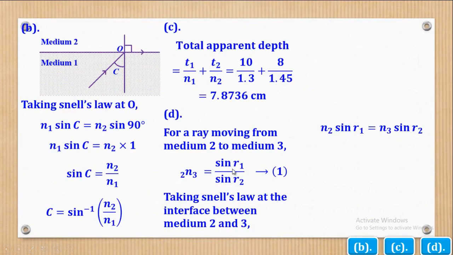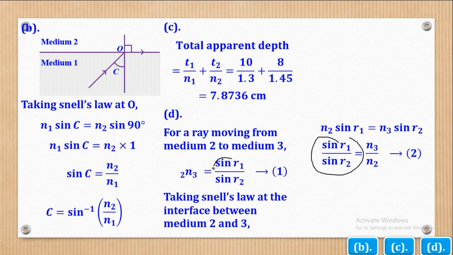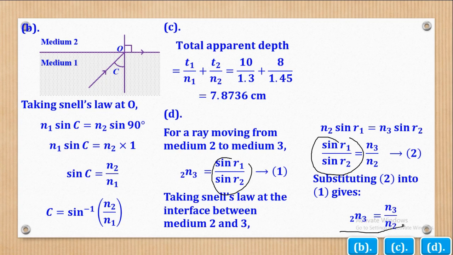Therefore, in this equation 1, r1 is up, sine r1 is up, so what I would need to do is bring this one this side and this one the other side. So when I do that, I'll come up with sine r1 over sine r2 equal to n3 over n2. Now after that, you realize that this one and this one are the same. So I'm going to substitute equation 2 into 1 to come up with this expression which is required.